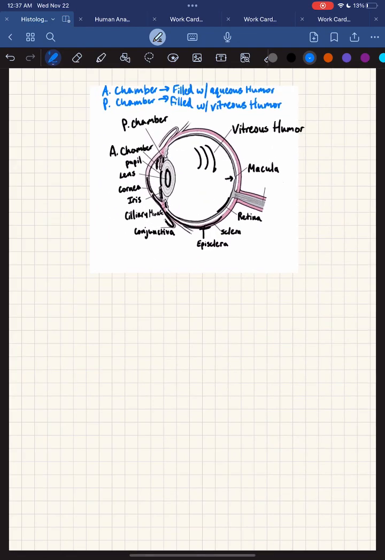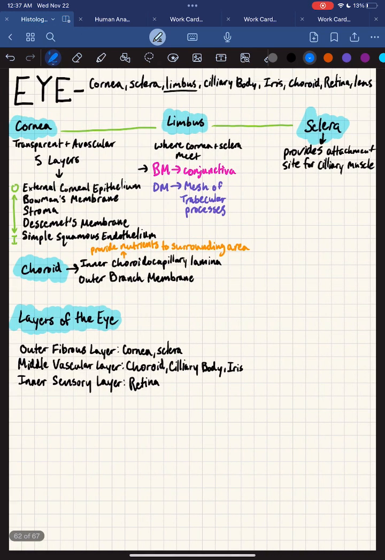Now switching backwards, back to the layers of the eye, let's just go ahead and quickly label this. Remember that these two are joined together. It's where they meet. The limbus is where these two meet.